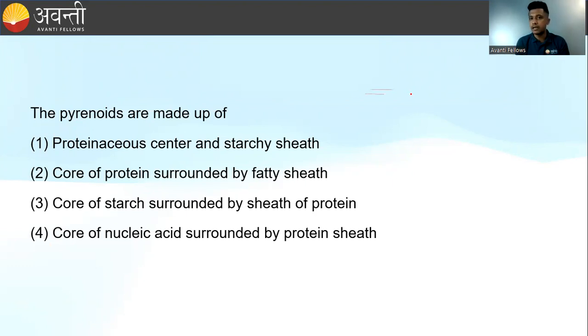There is a uniform, homogeneous matrix, and among this homogeneous matrix you can assume there are starch granules spread across, and then at the center there is a proteinaceous core or proteinaceous center. So those are pyrenoids. The right option is proteinaceous center and starchy sheath. Coming to the function of pyrenoids, they function in a mechanism called the carbon concentration mechanism.